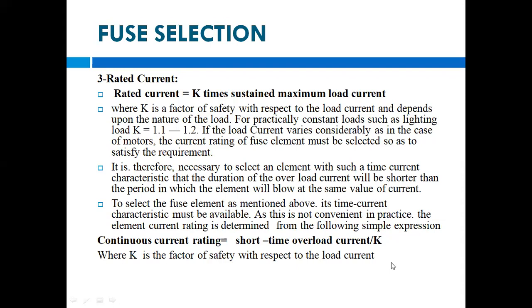Continuous current rating means whatever current flows continuously in that fuse. So the continuous current rating is the short time overload current divided by K. Remember this formula.